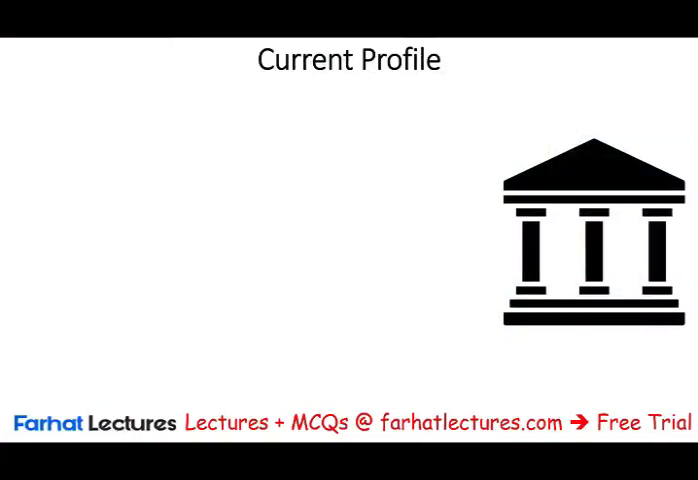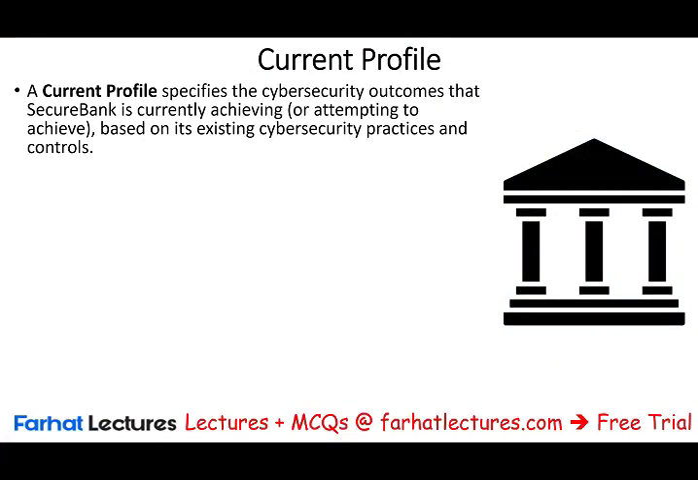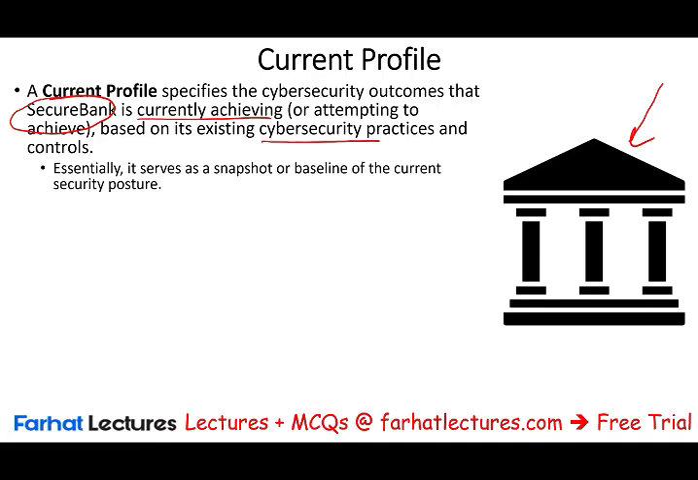So the first thing the company would do, they would want to create a baseline or a current profile. And what's the current profile? Well, they would look at their cybersecurity outcome. For example, in this situation, we're going to be working with a company called Secure Bank throughout this example. So we have this bank here, and they would look at what they are currently achieving in cybersecurity, based on their existing cybersecurity practices and control. Essentially, they want to do what? Create a baseline or a snapshot of where they stand right now.